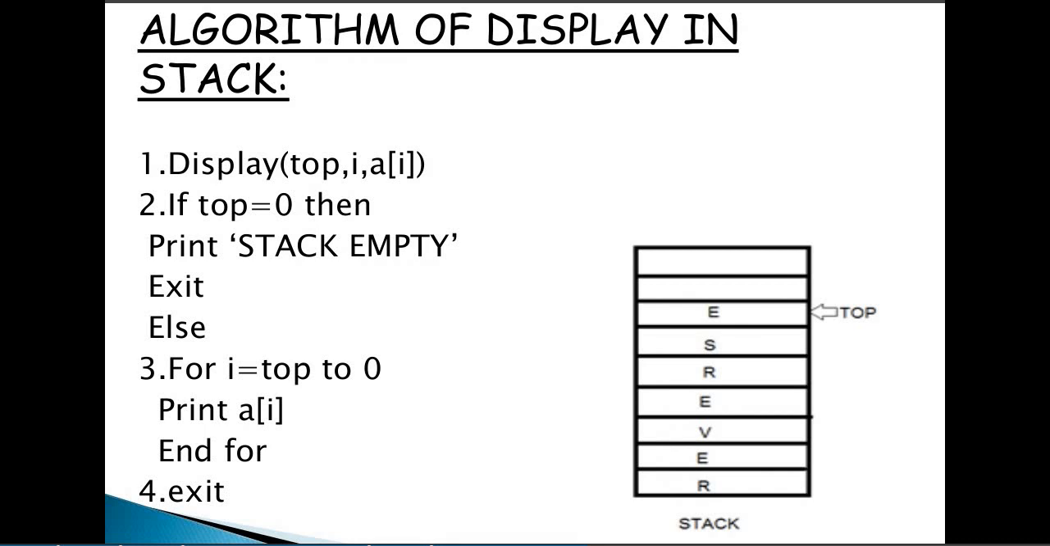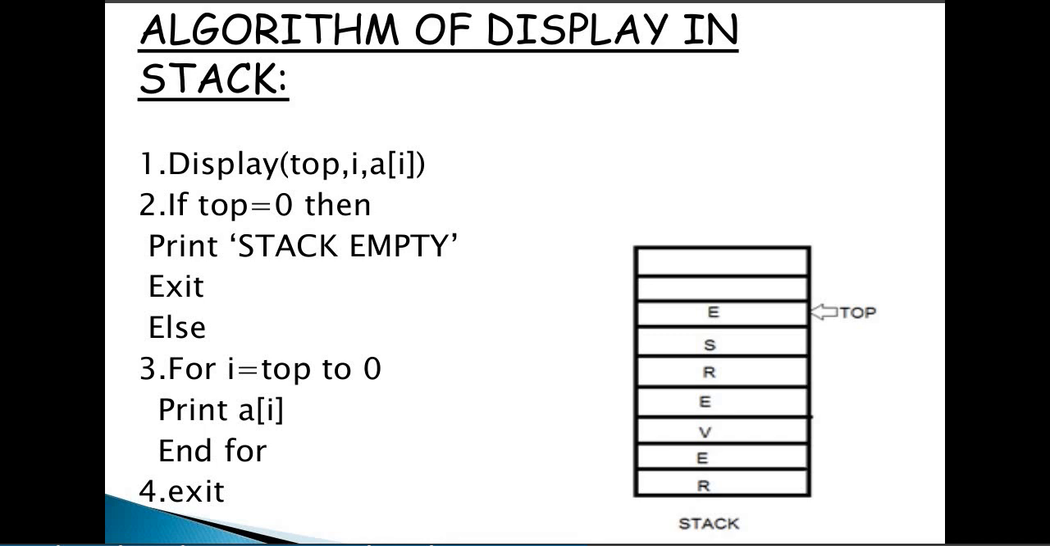Now after performing the insertion and deletion, you have to just display the elements. So the next algorithm is just for displaying the elements here. So you have to initialize the values, that is top, I, then A[i]. If top is equal to 0, then print stack empty, because if no elements are there, then you just print that it is empty.